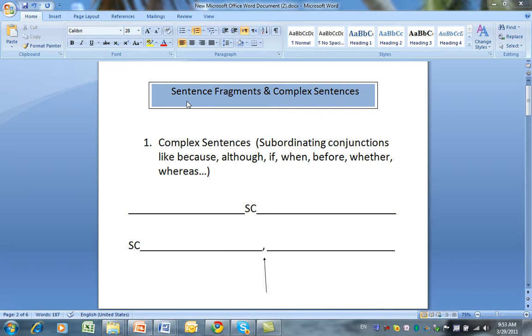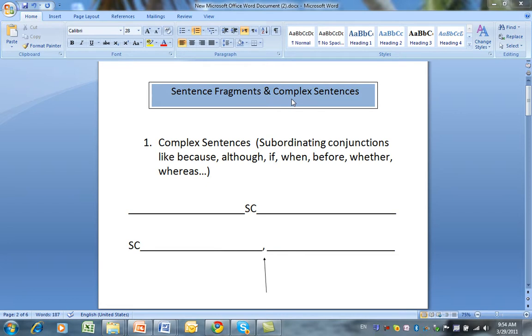So we need to understand what a sentence fragment is when we are trying to make complex sentences. This is a high frequency moment where students write and they try to use complex sentences, but they end up making a fragment. And the good news is that once you understand the relationship between complex sentences and sentence fragments, you can easily fix them. And that's what this video will focus on.